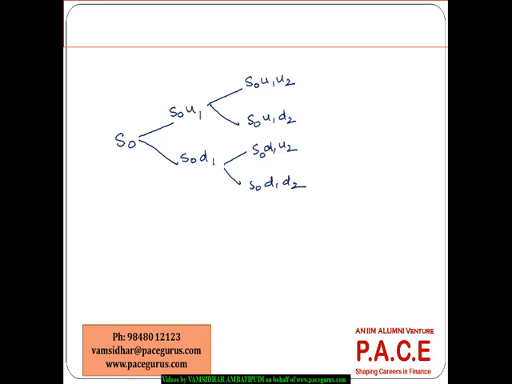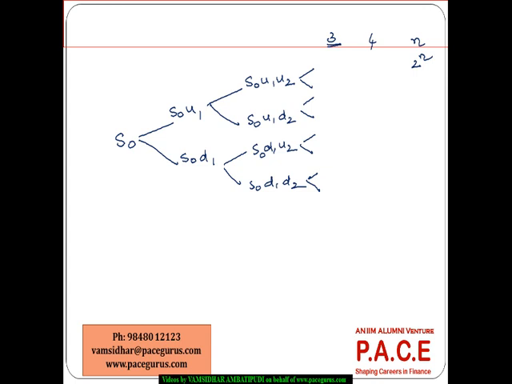Now, like this, if we have the third period, then we have 8 different possibilities because 2 come out from each of them. Similarly, if I am having a fourth period, there could be 16. So overall for the nth period, there could be 2 power n possibilities.